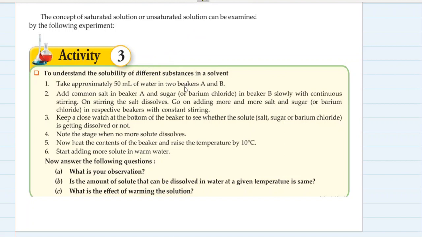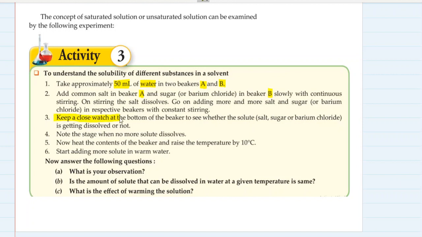To do this activity, you need 50 ml of water in two beakers, A and B. You have to add common salt in beaker A, and sugar or barium chloride, any other soluble substance, in beaker B, slowly with continuous stirring. On stirring, the salt dissolves, or salt and sugar both dissolve. Go on adding more and more salt and sugar in the respective beakers with constant stirring. Keep a close watch at the bottom of the beaker.